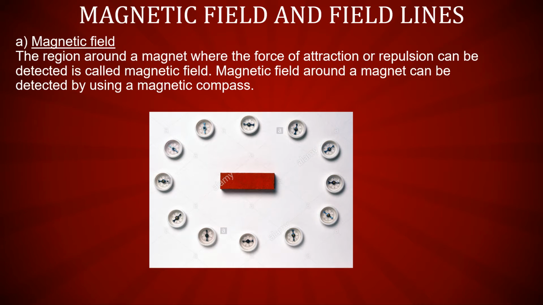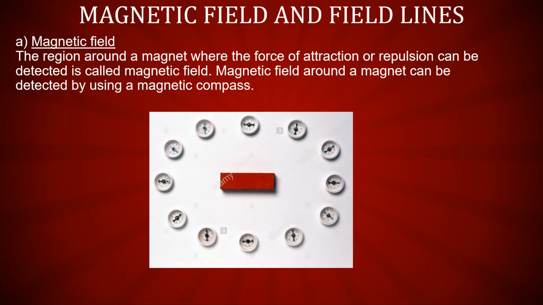Now, a magnet is identified with its magnetic field and magnetic field lines. So the question comes, what is a magnetic field? The region around the magnet where an object placed will experience a force of attraction or repulsion from the magnet is called a magnetic field.